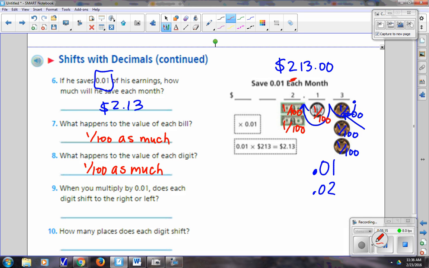When you multiply by 100th, does each digit shift to the right, or to the left? Right. And this time, how many places does each digit shift? 2. Representing 1, 2. Are you following?